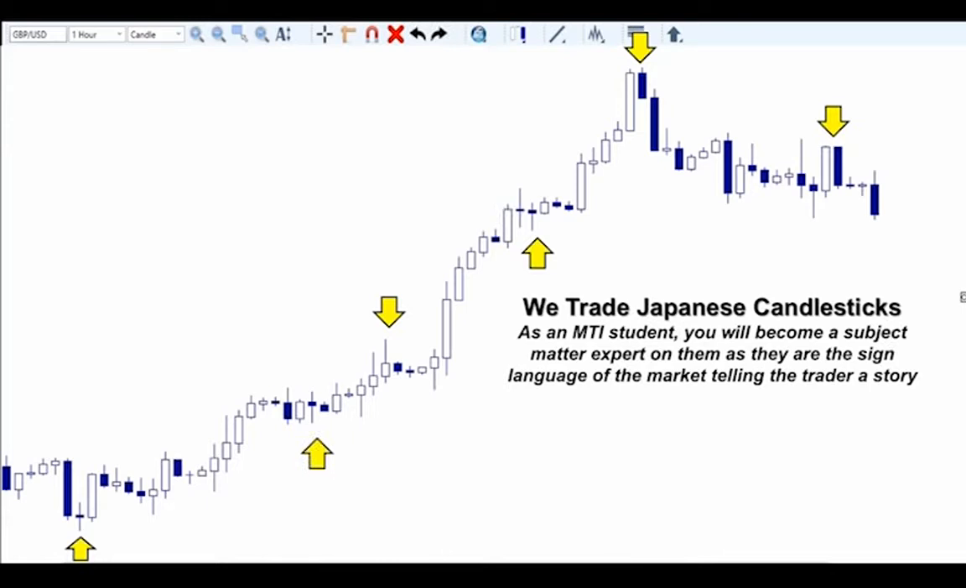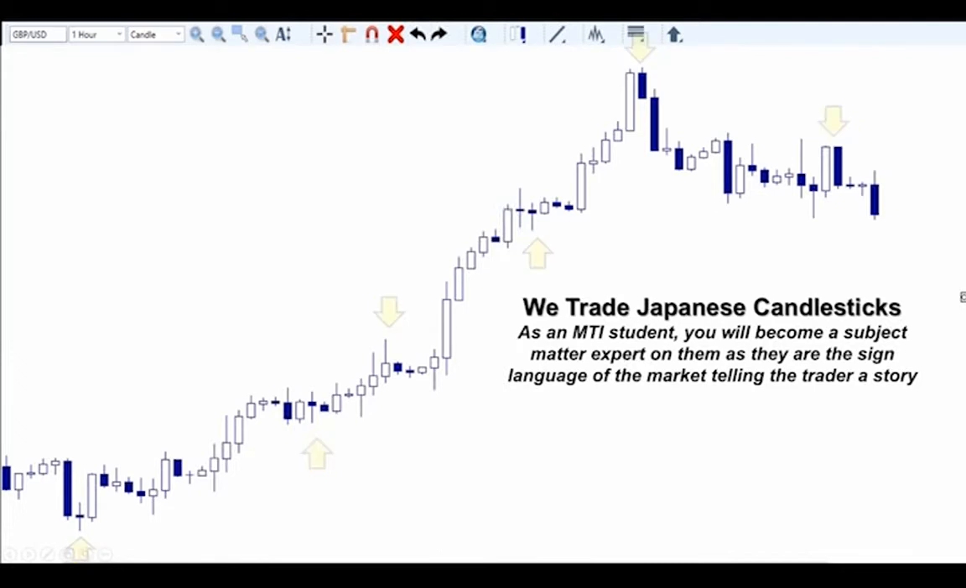I'm not going to go into a lot of details explaining to you what these candlesticks are. But basically all you really need to know is that the white candlesticks mean that the market's going up. Dark blue means that the market is going down. The white candles are known as bullish candlesticks. The dark blue ones are known as bearish candlesticks here.